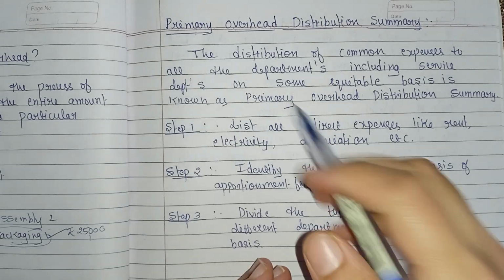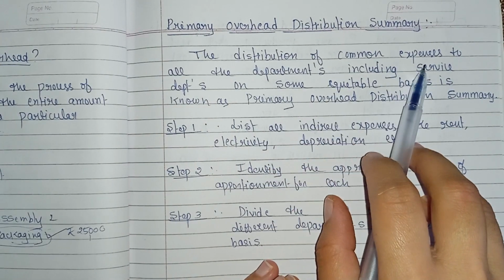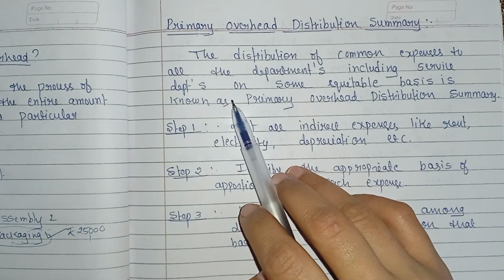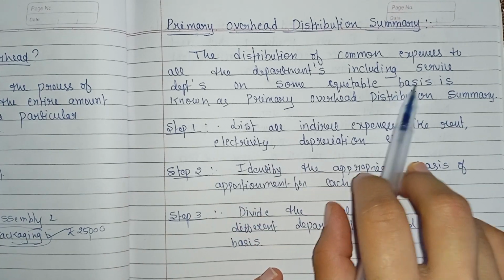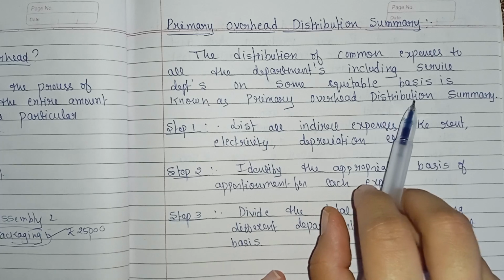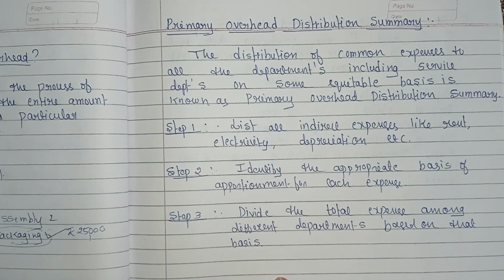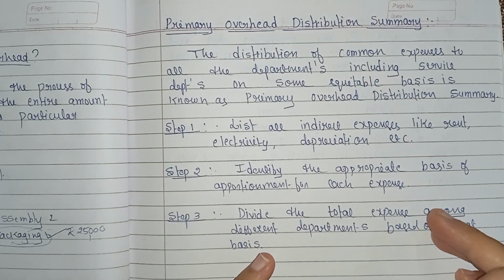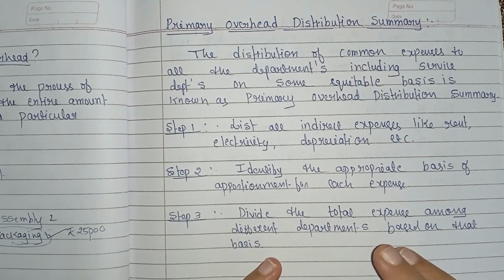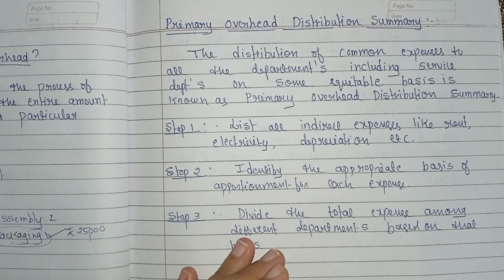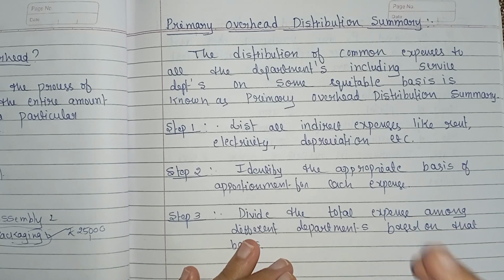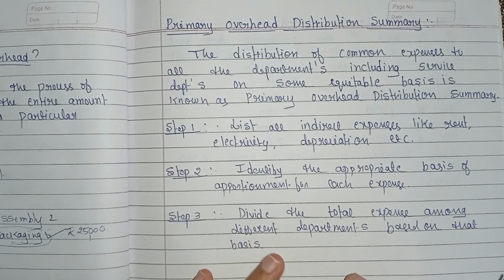Clear? So let's see. The distribution of common expenses to all the departments, including service departments, on some suitable basis, is known as primary overhead distribution summary. It means distributing common expenses to all the departments, including service departments. Means production and service departments. Both departments we need to allocate or distribute the common expenses on some equitable basis. That is known as primary overhead distribution summary.